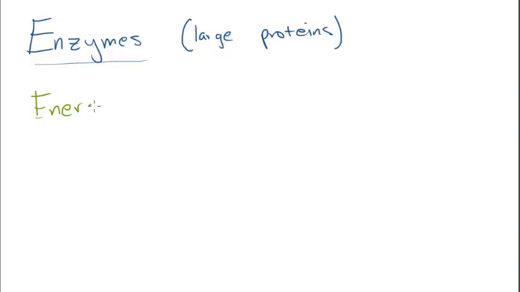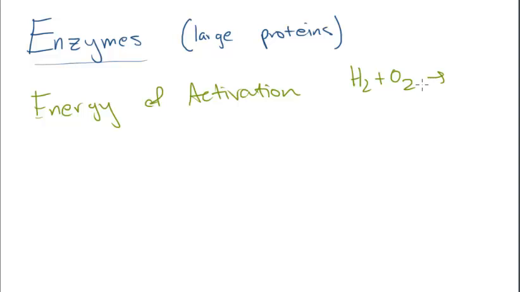Energy of activation. Basically, for a reaction to occur, for example, hydrogen binding to oxygen, for this reaction to occur, a certain amount of energy needs to be present or available for this reaction to be completed. And by lowering this energy of activation, enzymes speed up reactions. And in this sense, they kind of act like a catalyst.